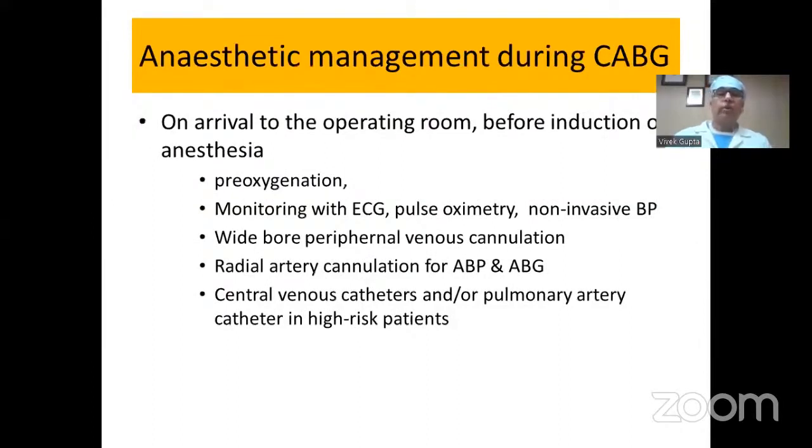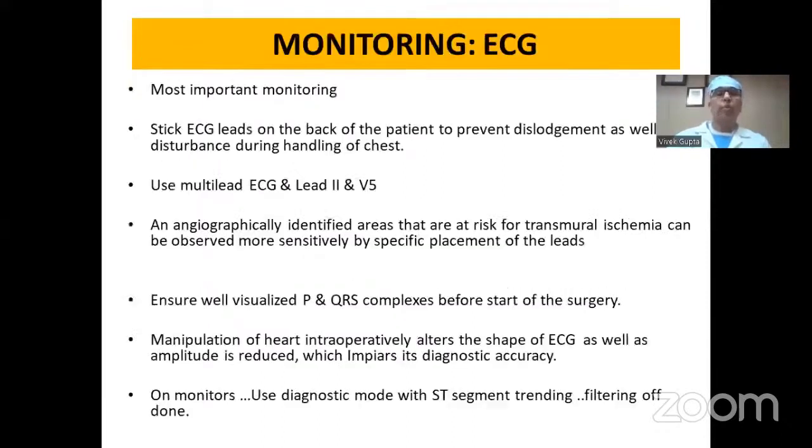How do we manage the anesthesia during CABG? Once the patient has arrived, we should ensure that we are giving oxygen. We attach the ECG, pulse oximeter, and non-invasive blood pressure. We can cannulate the radial artery under local anesthesia, send an ABG sample, and initiate continuous arterial blood pressure monitoring. We can place a central venous catheter or pulmonary artery catheter in a high-risk patient before induction of anesthesia, under local anesthesia if the patient is cooperative.